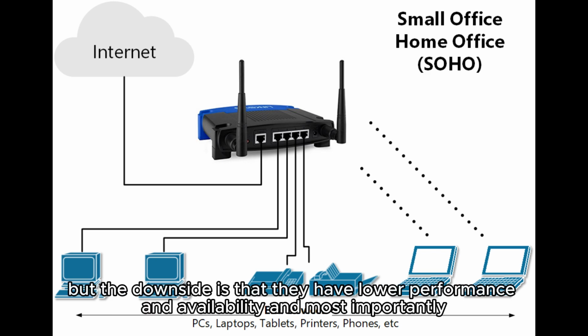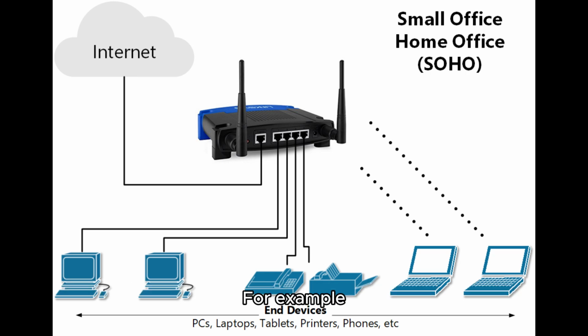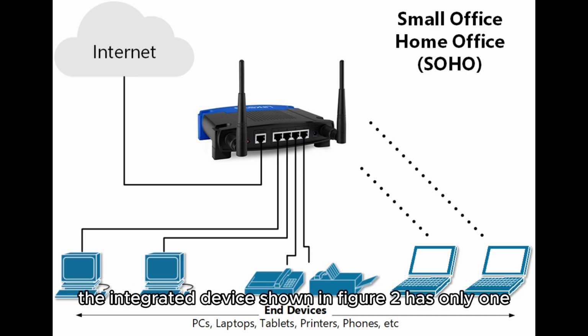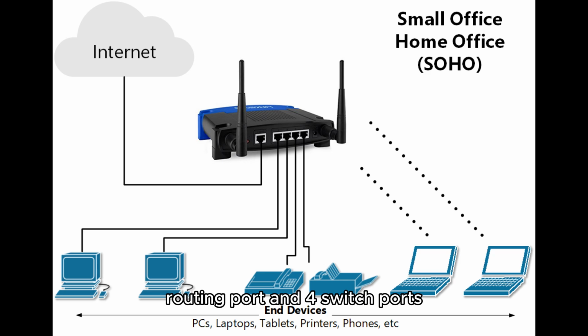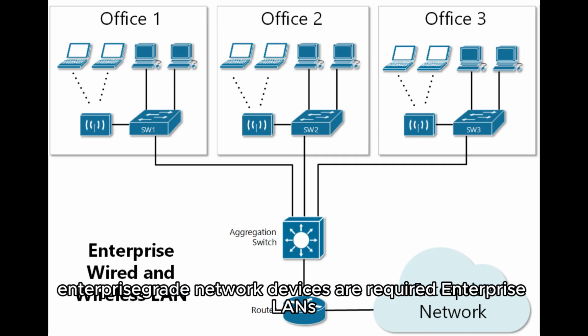But the downside is that they have lower performance and availability, and most importantly, they don't scale as well as the enterprise-grade dedicated devices. For example, the integrated device shown in Figure 2 has only one routing port and 4 switch ports. Imagine if the company has 3 internet providers or 30 PCs or is spread onto building floors. For that kind of scale, enterprise-grade network devices are required.